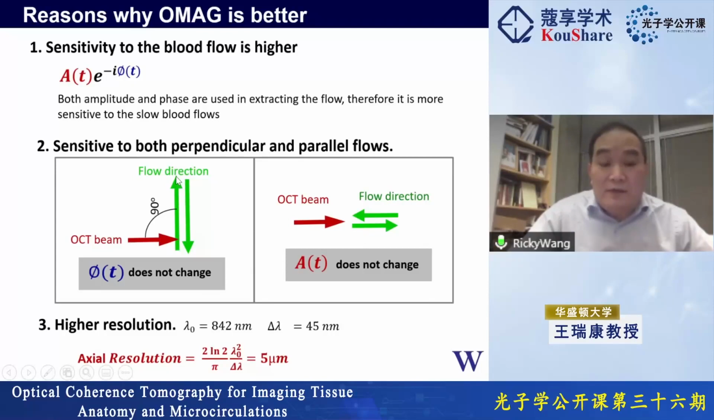If the flow information is in this direction, you can also see the phase change in this term or in this term, okay? And if your flow is in parallel direction, you will also see the amplitude change over here. Okay, so in this case, using the complex function to contrast the blood flow, you won't miss this case or this case. So therefore, the complex function is much better.